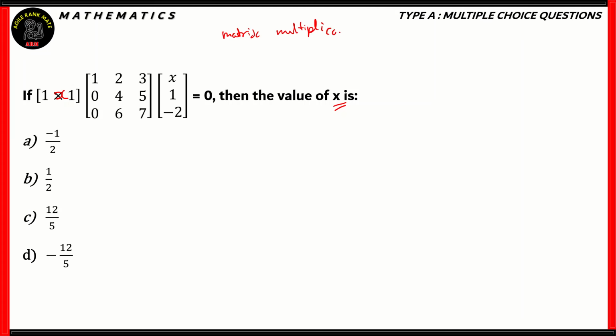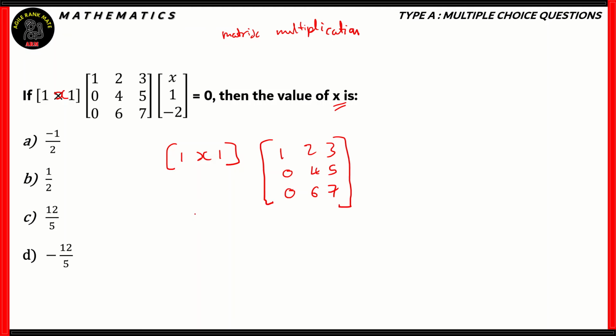In matrix multiplication, when you have two matrices, for example, [1 x 1] and [1, 2, 3; 0, 4, 5; 0, 6, 7], then we need to make sure that they are able to be multiplied. And in order to do that, we need to make sure that the number of columns of one matrix corresponds to the number of rows in the other matrix. If those two values are equal, then we can multiply them.